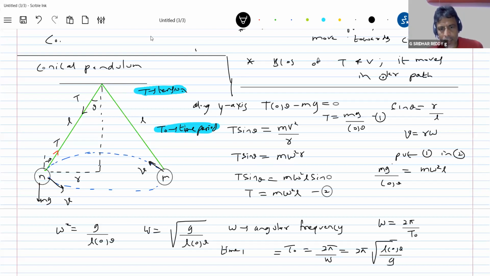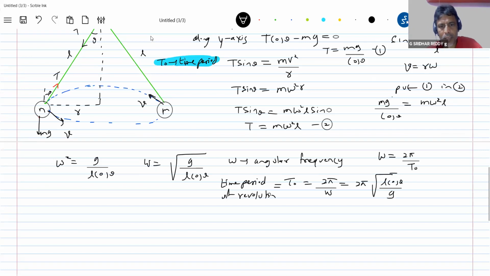What should I call this? Time period of revolution. Now I want frequency. So for frequency, what should I do? F equal to 1 by T naught. So frequency is what we define it as. If you want angular frequency, it is omega. So angular velocity and angular frequency are the same as it happens here. In this particular case, it is going to be the same. I can also call angular velocity as angular frequency. Then this is called the natural frequency F. Got the terms now?